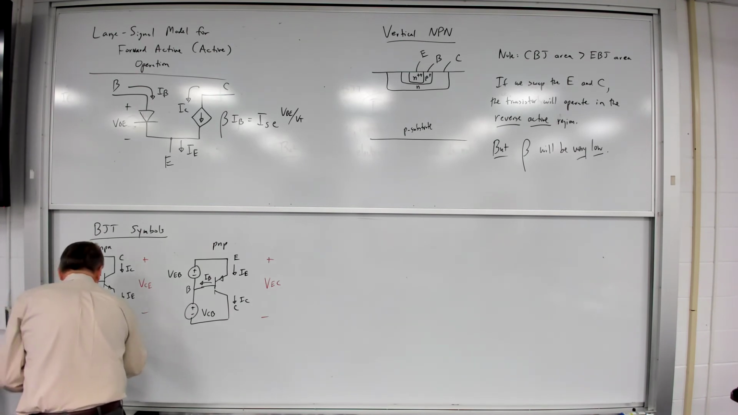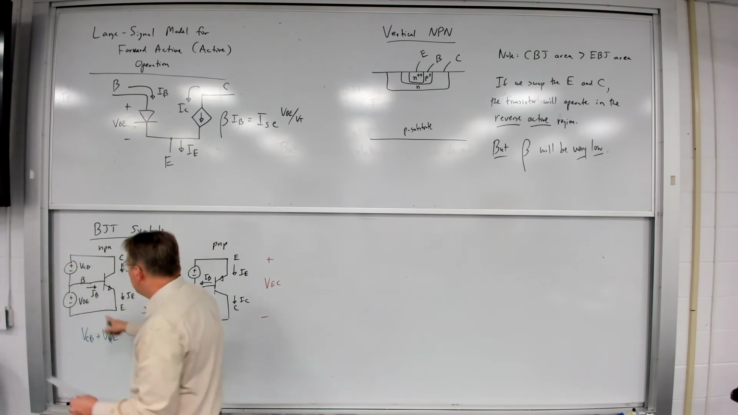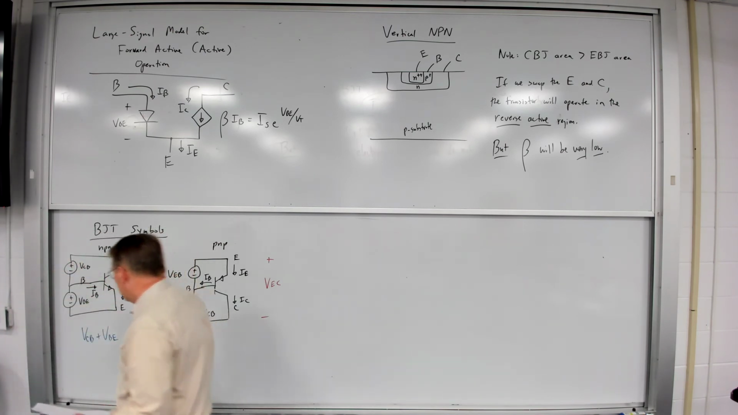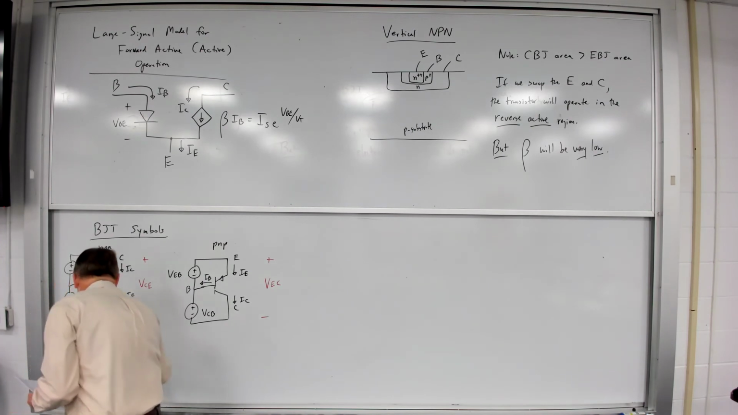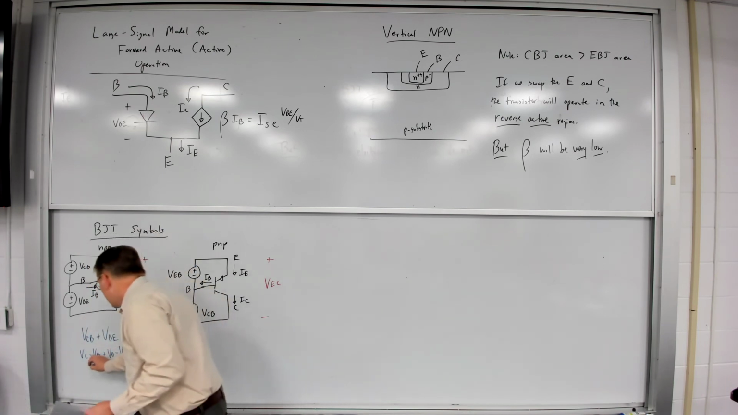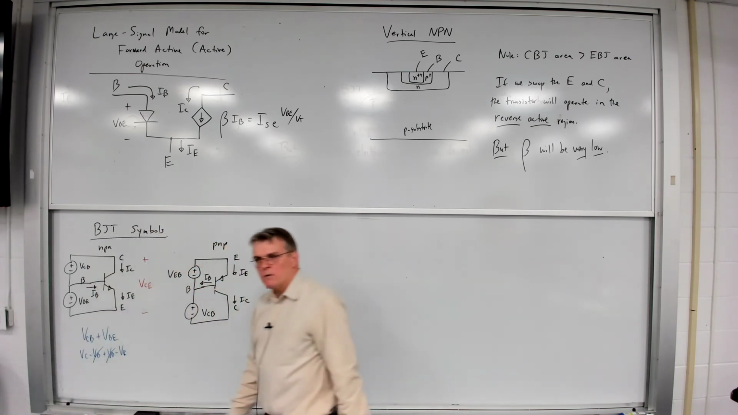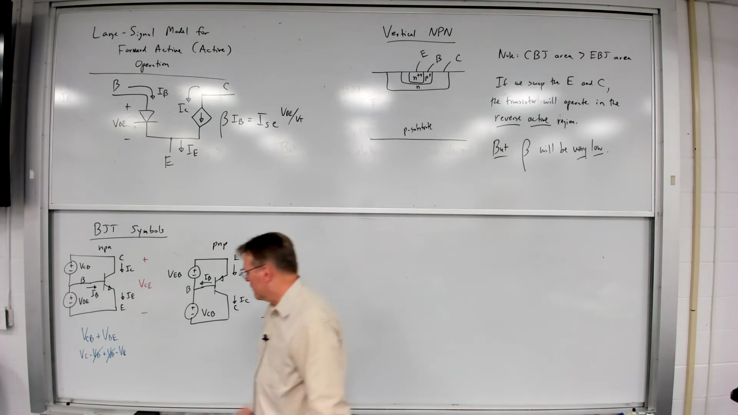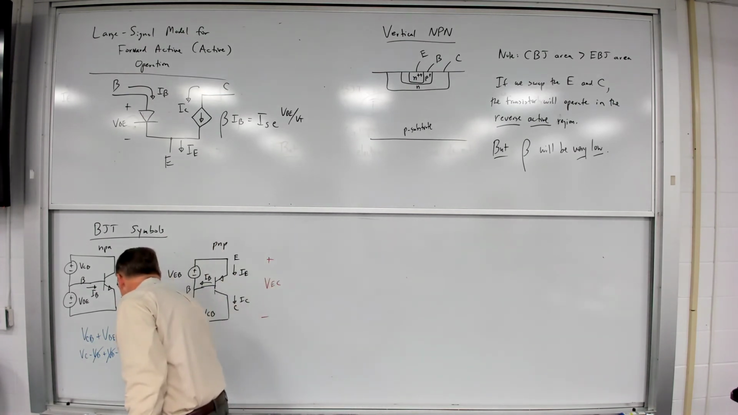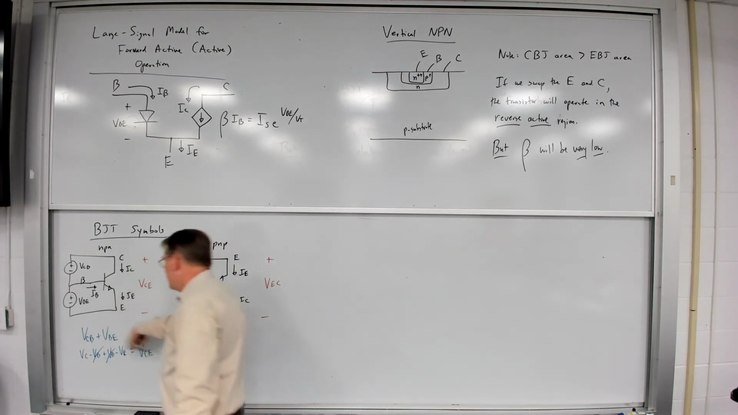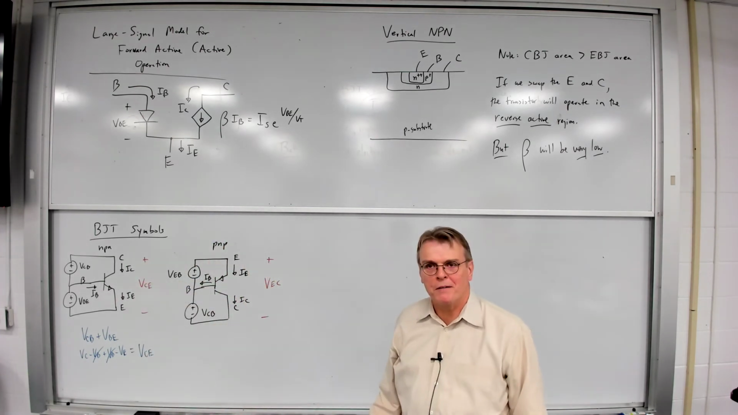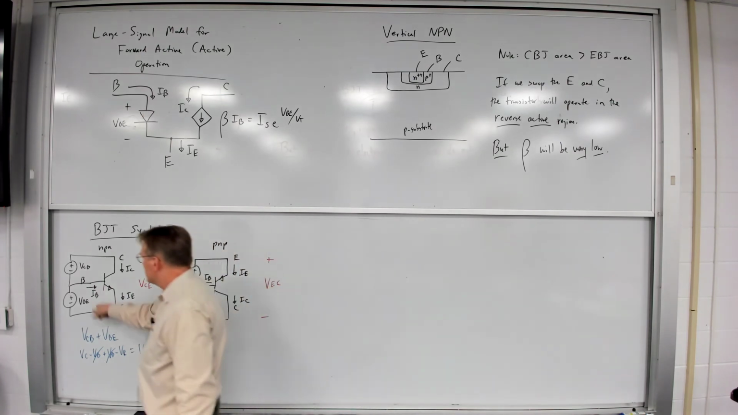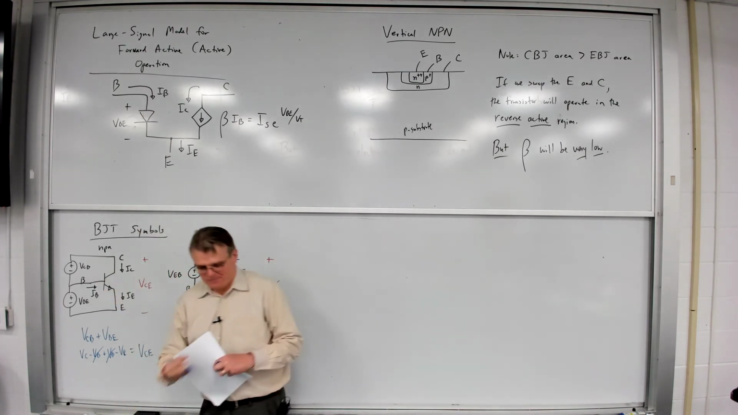VCB plus VBE, adding those two voltages together, that's equal to VC minus VB plus VB minus VE. The base voltages cancel out, and this is equal to VCE. So just KVL, you can just see how the subscripts work. And so by definition, these two voltages must be equal to VCE.